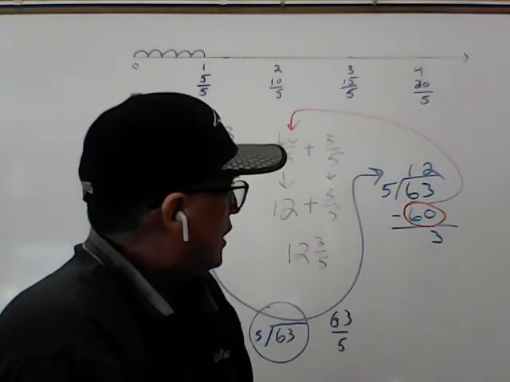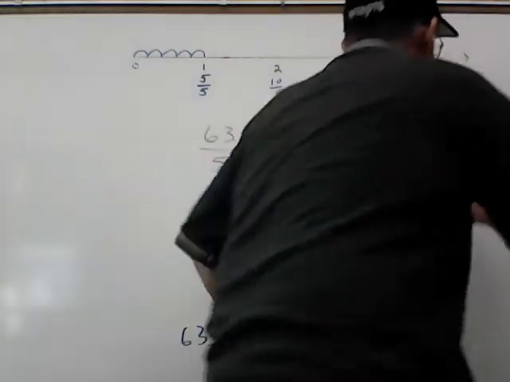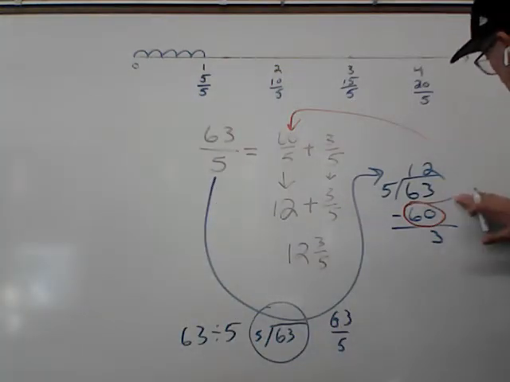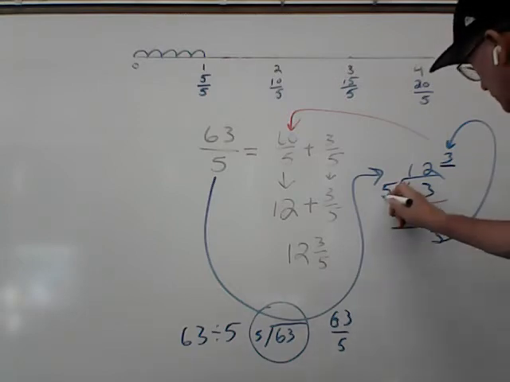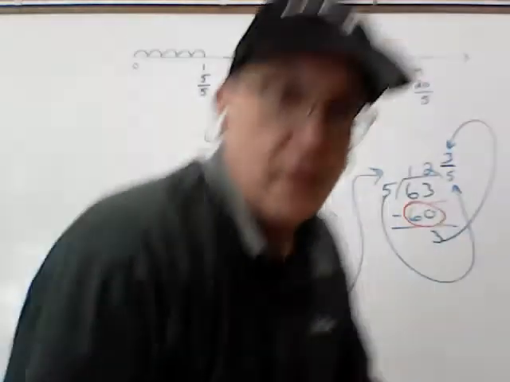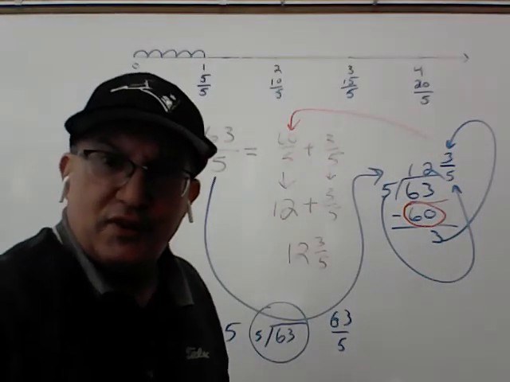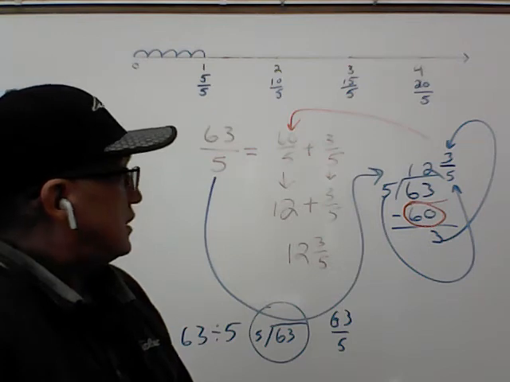But there it is. Now what about remainder 3? Well, this will work, ladies and gentlemen. We can take this remainder and bring it up here and put it on the top of a fraction. And then the 5 that we're dividing by goes there. There's 12 and 3 fifths, which is the mixed number, which is 63 fifths.